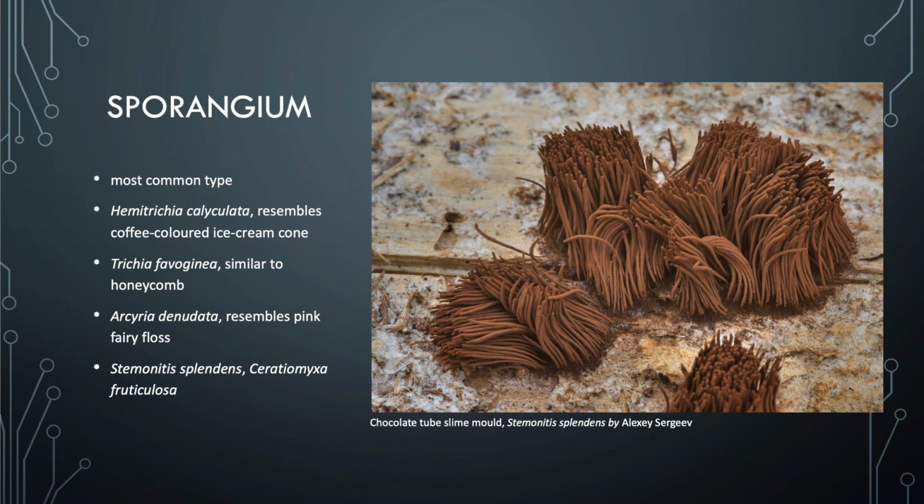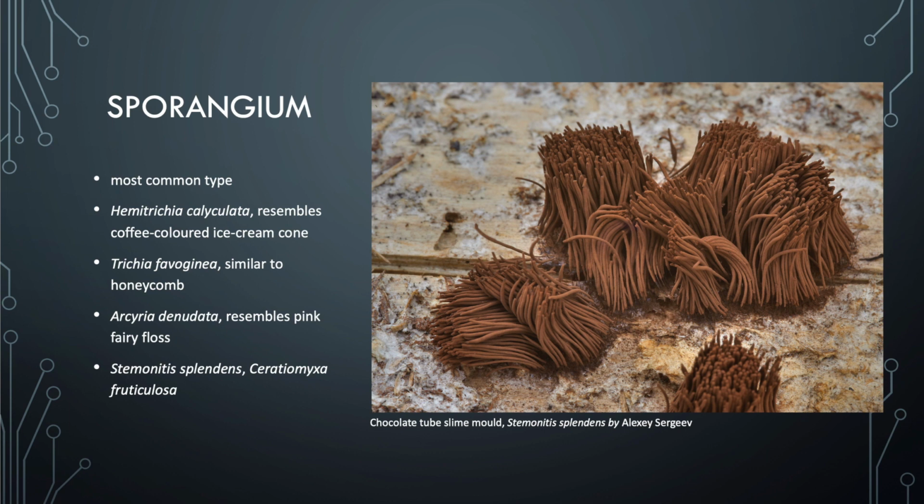Another group of plasmodial slime molds form a fruiting body called a sporangium. So while all slime molds form sporangia to disperse their spores, this word is being used here to describe the entire fruiting body or sporocarp as a sporangium. And this is the most common type of sporing body. So this is some of the way that these organisms look.